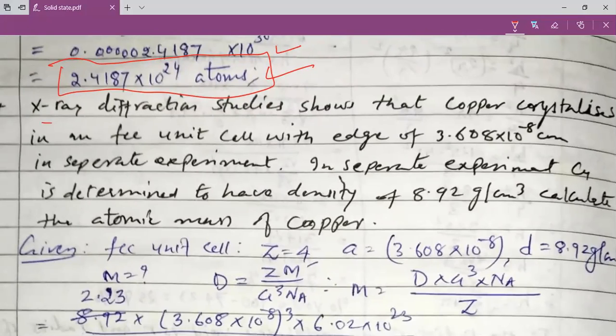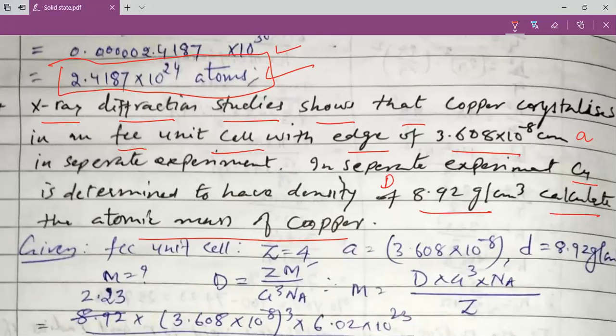We have the next question. X-ray diffraction studies show that copper crystallizes in FCC unit cell with edge of 3.60 × 10^-8, so this is the value for your A. In another experiment, copper is determined to have density D. Now you need to calculate the atomic mass of the copper. So M is the question mark.